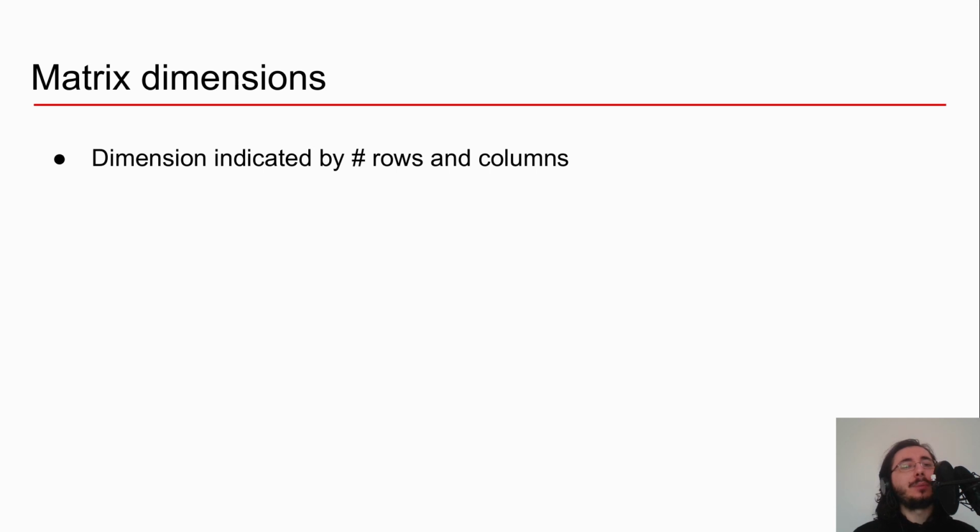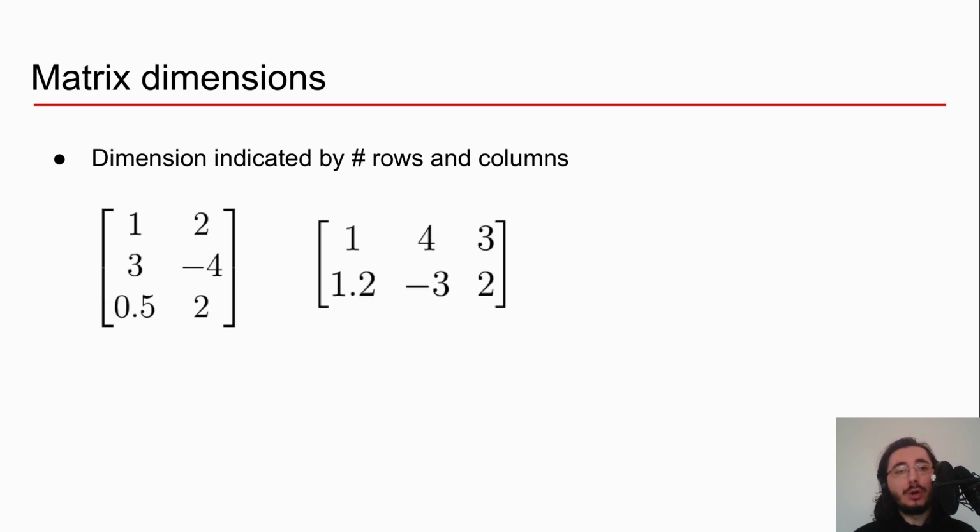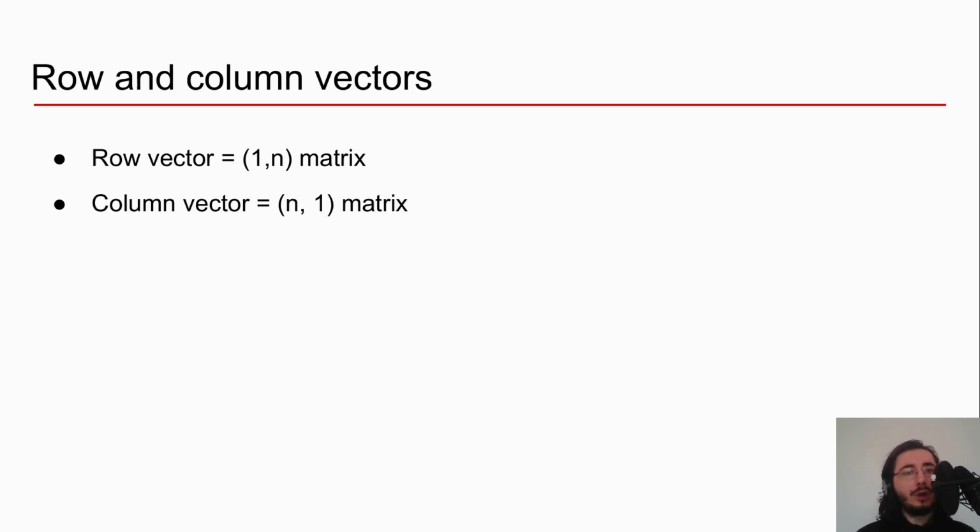A very important element of a matrix is its dimension, which is indicated by the number of rows and columns. Here we have two matrices. On the left, the dimension of this matrix is 3 by 2. It's 3 because it has 3 rows, and it's 2 because it has 2 columns. Whereas the matrix on the right is 2 by 3. 2 is the number of rows we have, and 3 is the number of columns we have. So remember, the dimension of a matrix is indicated by the number of rows first and then the number of columns.